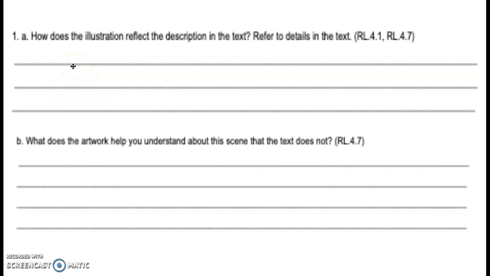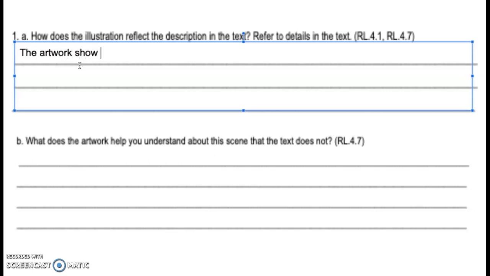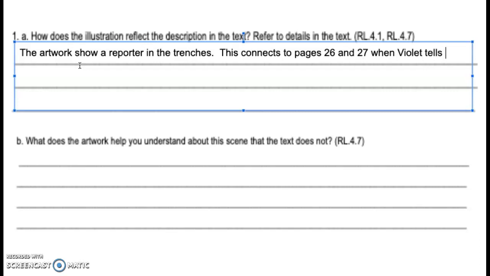Okay, you should have 1A done. We're doing this assignment together, so if your answer is a little bit different and you need to fix it, please do that. The artwork shows a reporter in the trenches. This connects to pages 26 and 27 when Violet tells Mrs. Renwick that she would like to be a reporter.